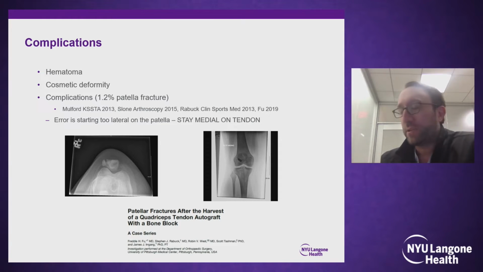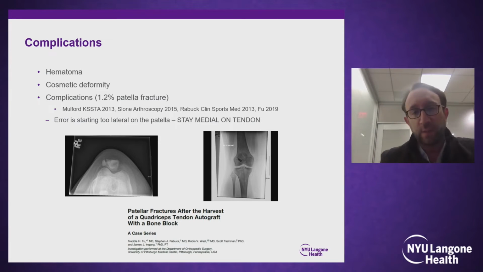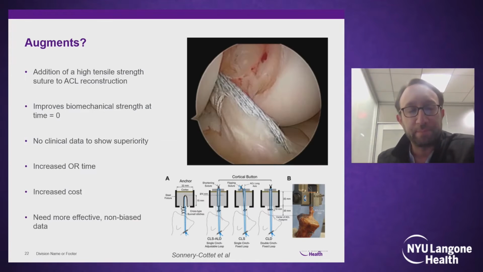One of the main errors here is patellar fracture, and you can get that, especially if you start too lateral on the patella. So you really want to stay medial on the tendon as well. That way you get a nice thick piece of tendon tissue with less risk of injury to the patella. And again, because you're using soft tissue fixation in the tibia, I'll use a big interference screw in the tibia, then I'll back it up with a knotless screw to provide cortical fixation on backup.